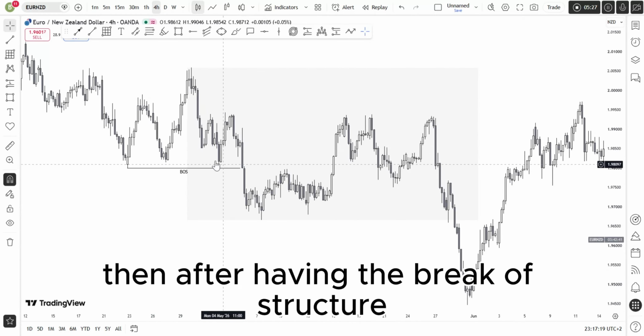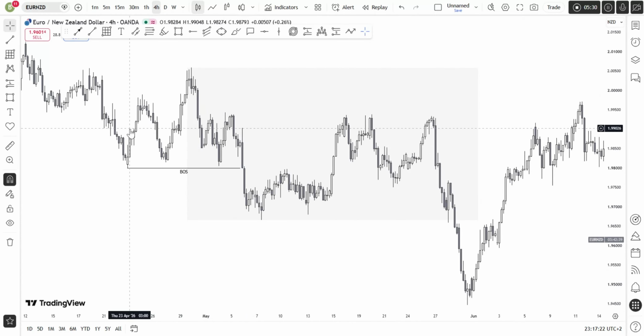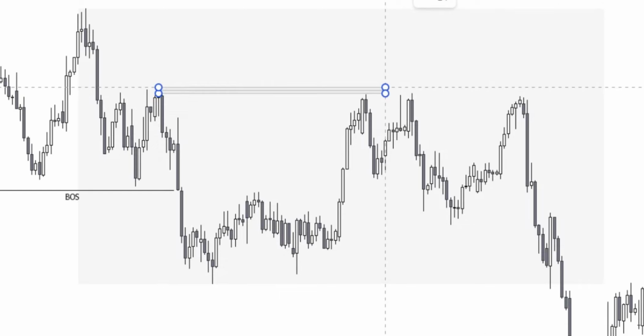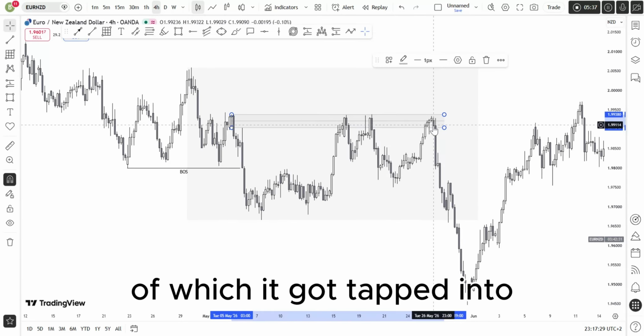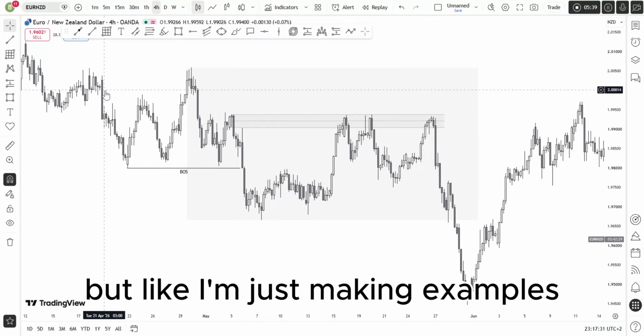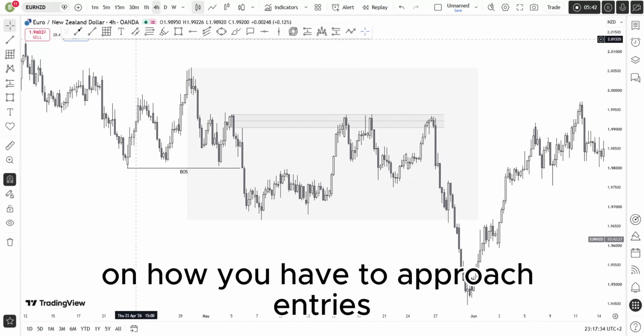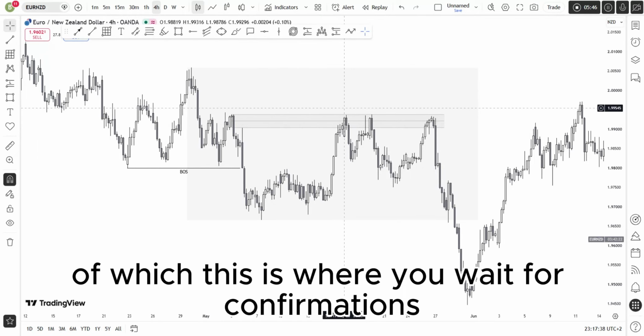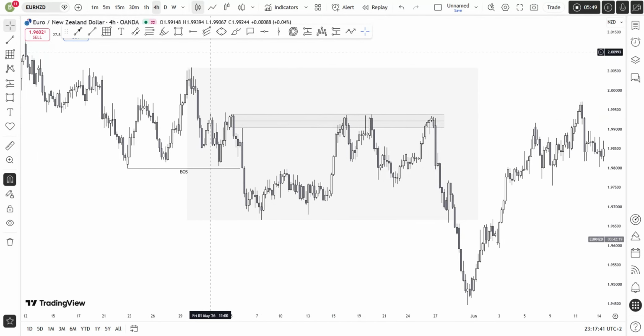Then after having the break of structure, we need to identify our areas of interest, our supply or demand areas. So this is the area where we got the supply zone, which got tapped into, but I'm just making examples on how you have to approach entries. This is the first supply zone, where you wait for confirmations on the 15-minute time frame, which is what I want to show you.